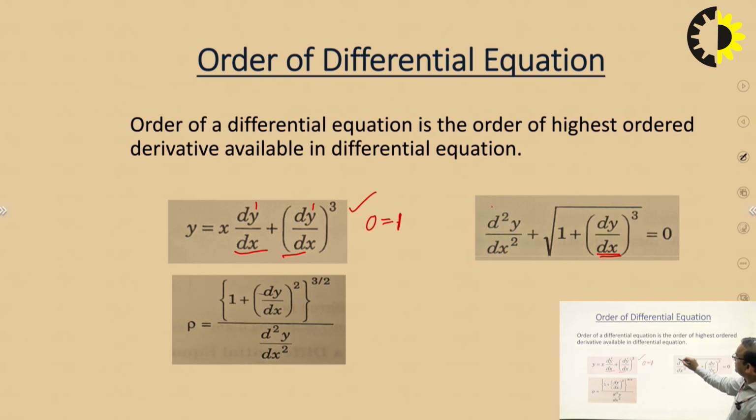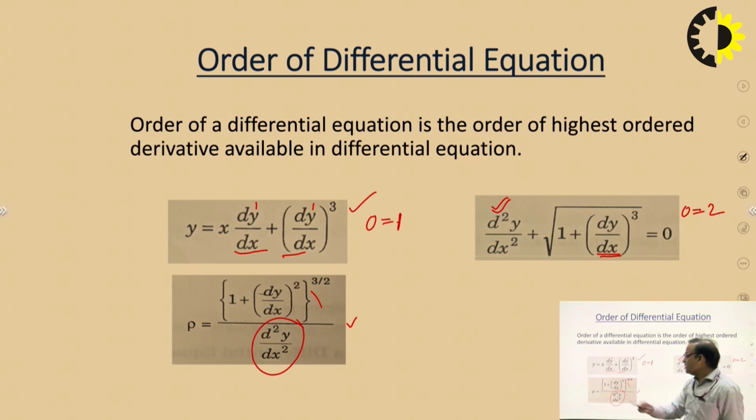Then the order for this equation: here it is the first order derivative, and here it is the second order derivative. Then the order of this equation is 2. Now if we consider this equation, the highest order derivative is d2y over dx square, so the order of this equation is also 2. But we will discuss this equation once again in the case of the degree.